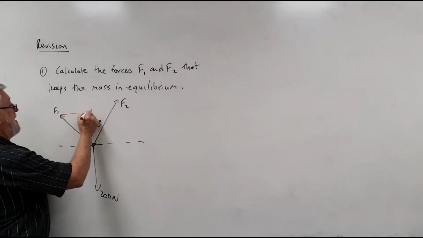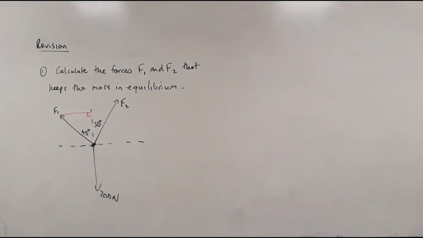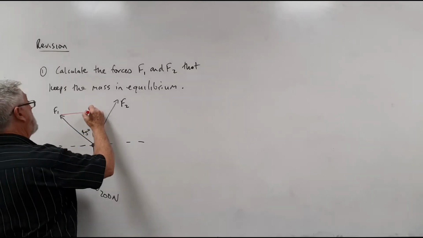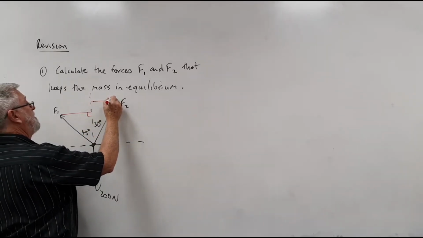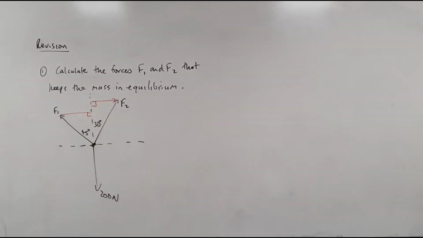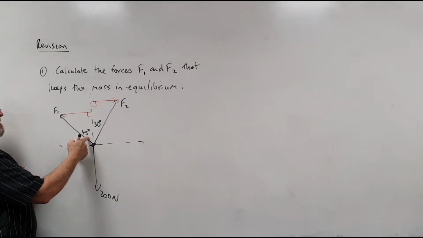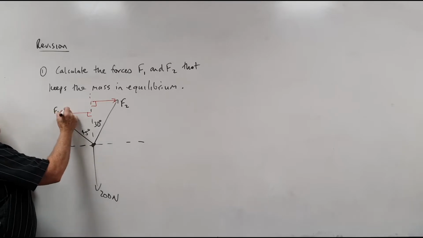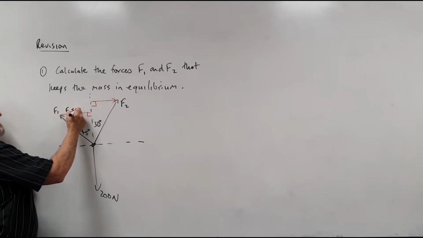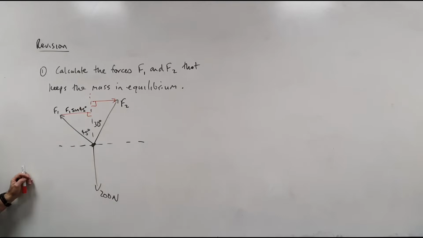Made a right angle triangle there. Make a right angle triangle there. What could I write? A cos from the 45 is the sine. So no be talking about it, just that's F1 sine theta. Cross from the 30 is the sine, because sine is opposite on the hypotenuse.